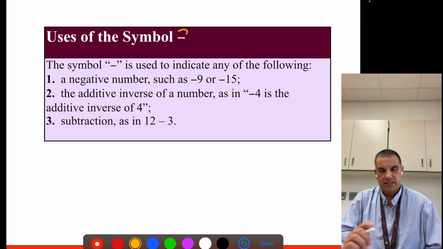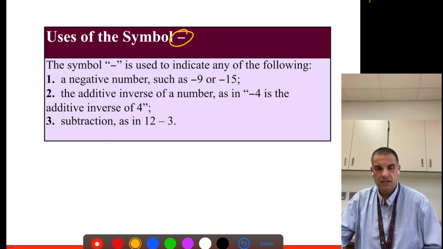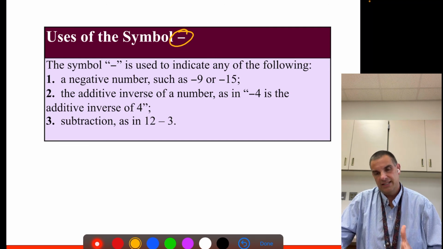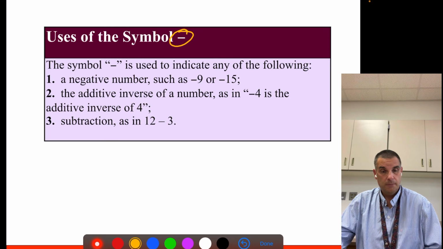So that brings up this negative symbol and what this means. That symbol is used to indicate really any of the following: a negative number, such as -9 or -15. The additive inverse, as in -4 is the additive inverse of 4. The other thing it represents is subtraction. A negative and subtraction are really the same thing.